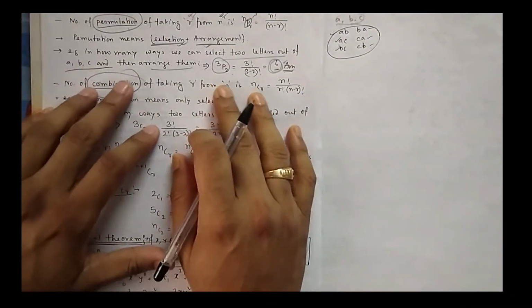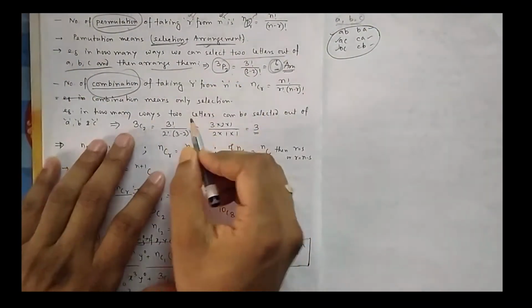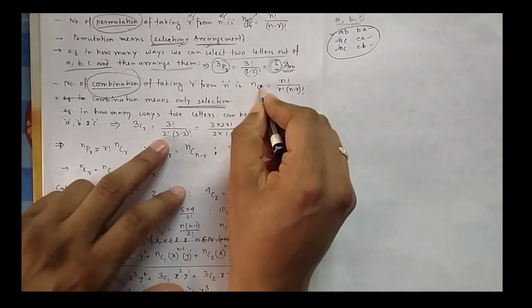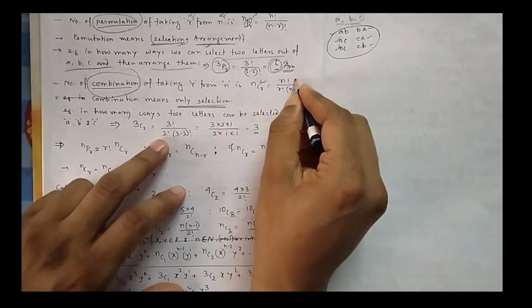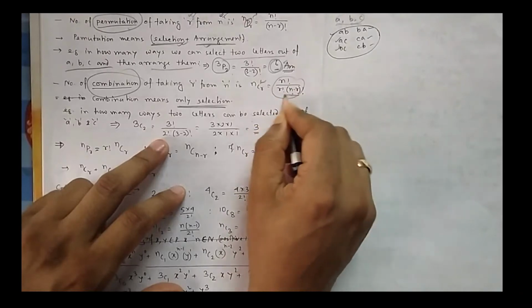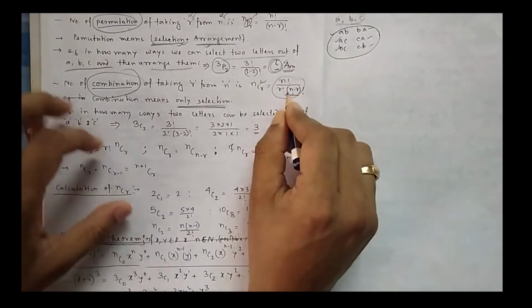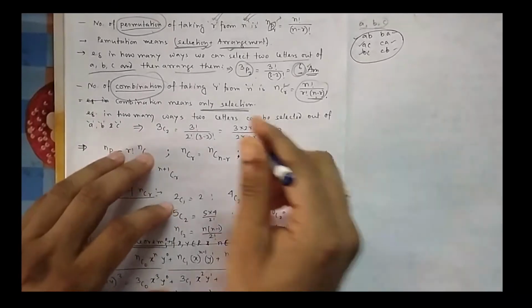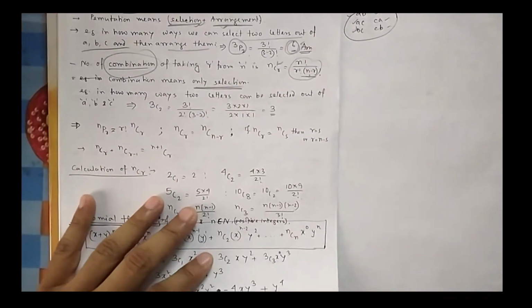Now for combination, that is only selection. Combination means only selection. So again, C stands for combination. It is n factorial by r factorial into n minus r factorial. Don't worry, we are going to derive this in the permutation and combination classes. So for now you just remember.